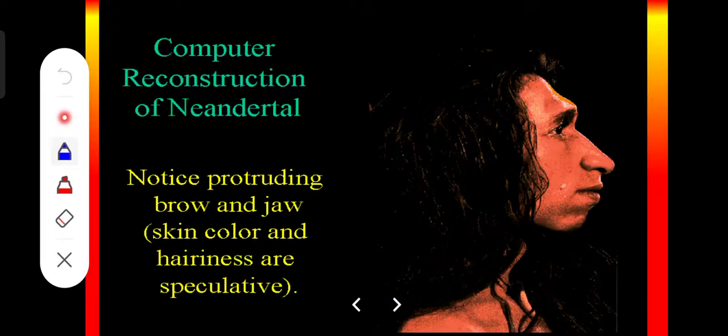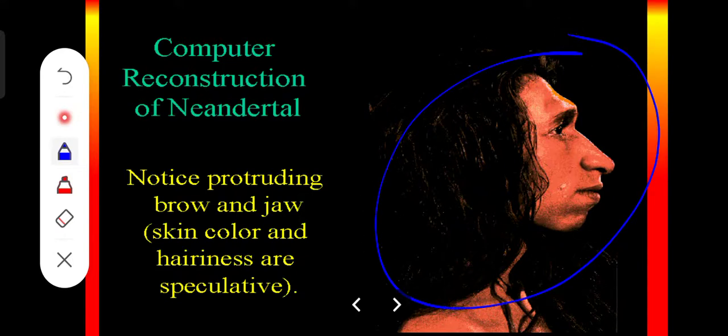We also have the Neanderthal, a computer reconstruction of a Neanderthal. So as you notice, the protruding brow and jaw, skin color and hairiness are speculative. So here he is, the Neanderthal. Next epoch is the Eocene. So we have here the presence of the primitive horse, the early horse.